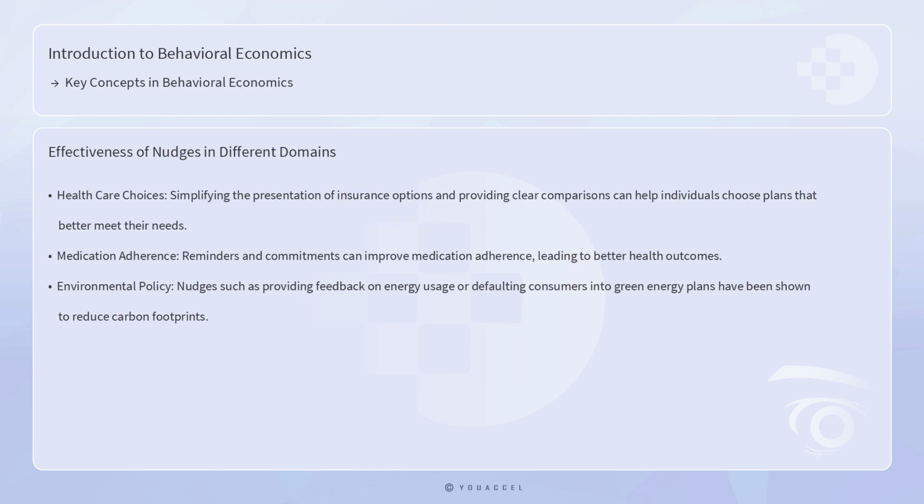Empirical evidence supports the effectiveness of nudges in various domains. In healthcare, for instance, simplifying the presentation of insurance options and providing clear comparisons can help individuals choose plans that better meet their needs. Similarly, reminders and commitments can improve medication adherence, leading to better health outcomes. In the realm of environmental policy, nudges such as providing feedback on energy usage or defaulting consumers into green energy plans have been shown to reduce carbon footprints.